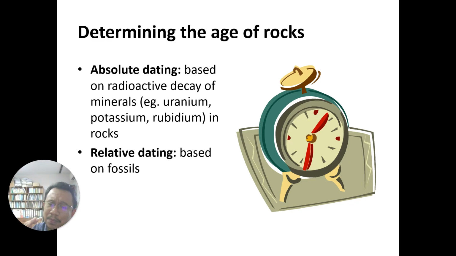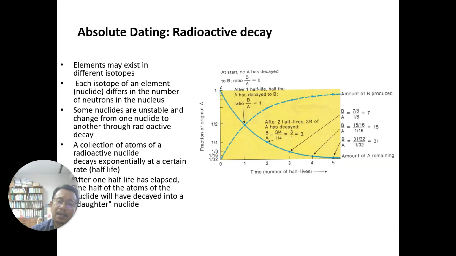But what about if you want numbers? So here comes along absolute dating. We need to do absolute dating, which is based on radioactive decay of elements. I think everybody here has learned in secondary school regarding radioactive decay. I'm not a specialist, I'm not a physicist. I'll just provide a simple explanation here, right?